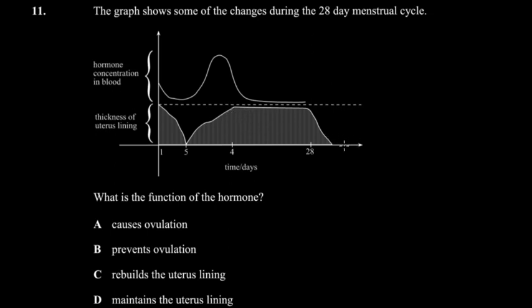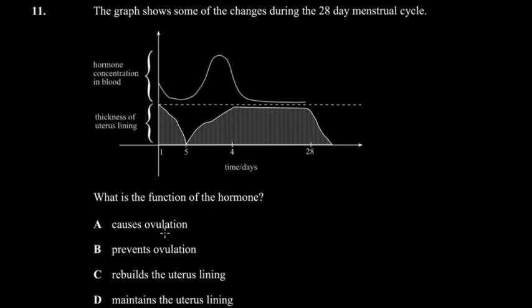Here the uterus lining is 0. Here it's maximum. That's what the diagram is telling us. And then here we have a graph for some hormone in the blood, for the concentration of that hormone, and it's on the same time axis as the uterus lining. Then we are supposed to compare the two. So it asks, what's the function of the hormone? You have to compare what exactly the hormone is doing.